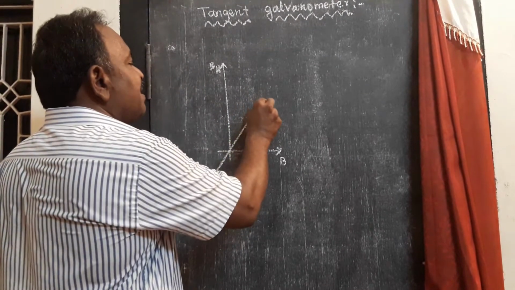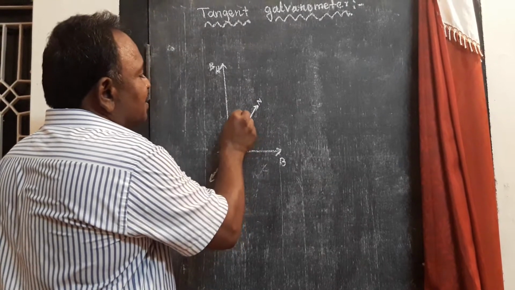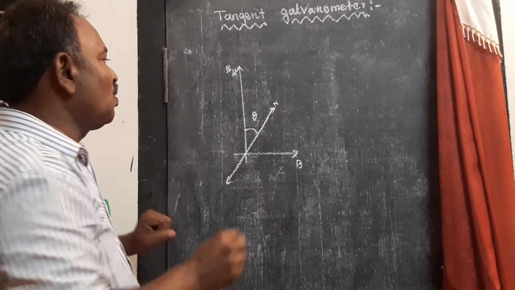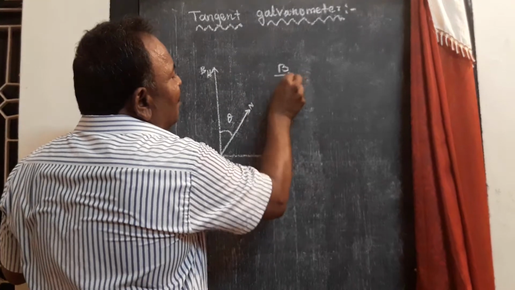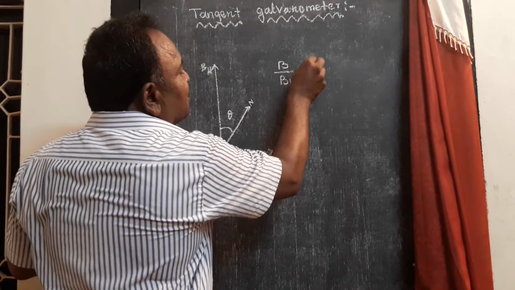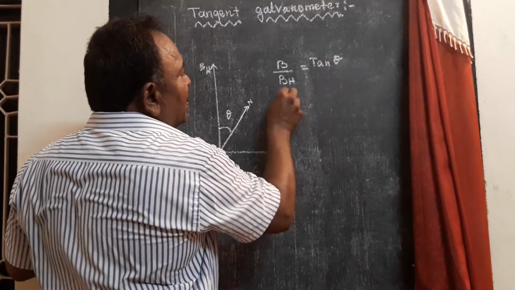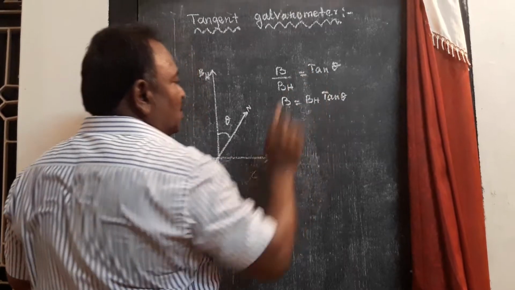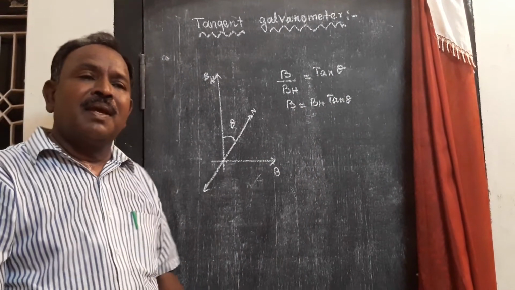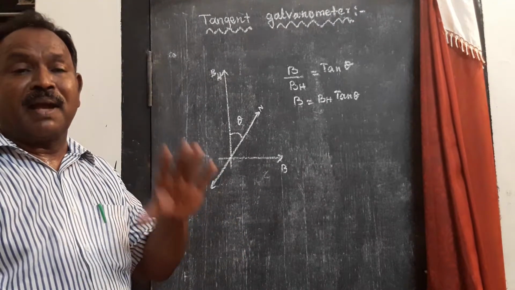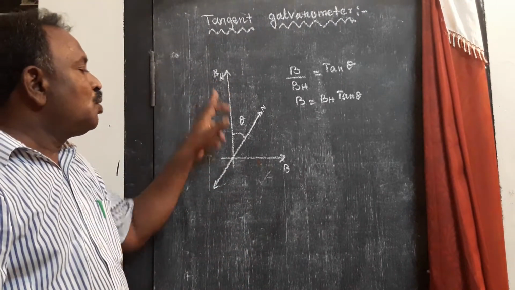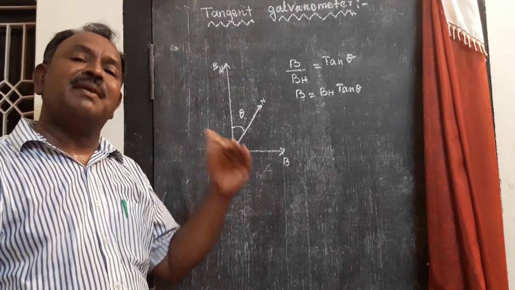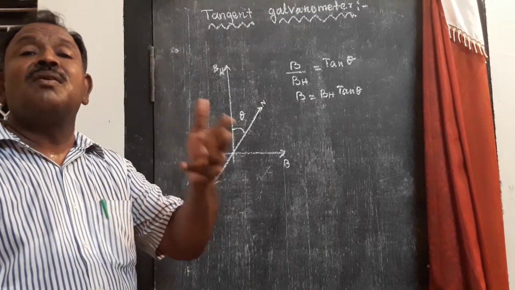So let this magnetic needle come and rest, making an angle theta with the horizontal field. Therefore, from tangent law we will have B by BH is equal to tan theta, or B is equal to BH tan theta. So in a tangent galvanometer we are having a magnetic needle. That magnetic needle is placed between two crossed magnetic fields, so that the magnetic needle will come and rest in the direction of the resultant of the two fields.